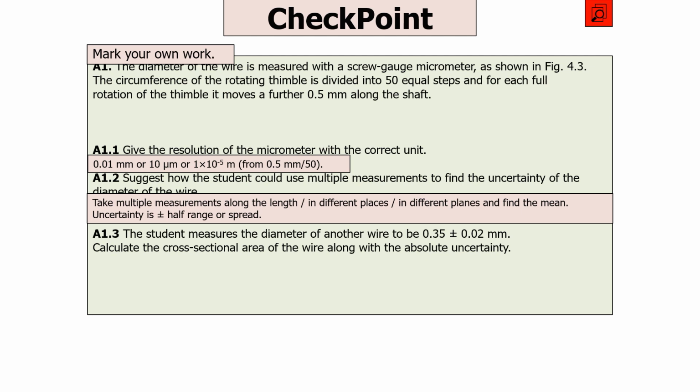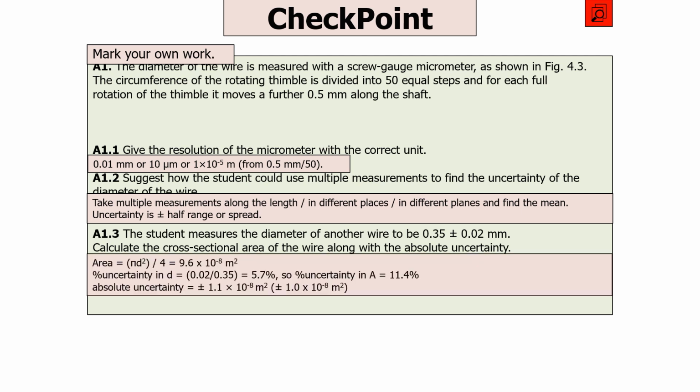Now, in the last one, you're going to calculate the cross-sectional area. So what you do is say area is pi d squared over 4 because it acts as a circle, so therefore it's 9.6 times 10 to the minus 8 meters squared. Now the uncertainty is therefore going to be 0.02 over 0.35 as the absolute over the value, which is 5.7%, but that's the uncertainty in the diameter.